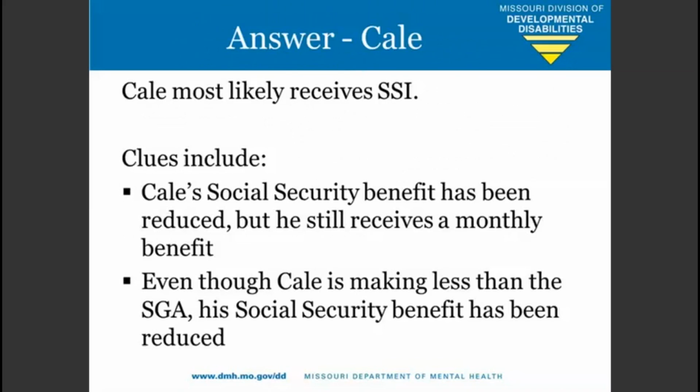So remember, SSI is going to be like on that seesaw, up or down. SSDI is going to be an all or nothing thing. You're either going to get it or you're not going to get it. So the fact that his benefit has been reduced, but he's still receiving it, tells us we're probably dealing with an SSI benefit. The other thing here is, if you notice, Cale is making less than that substantial gainful activity amount. And that's the trigger for what decides whether or not somebody is going to get that SSDI benefit.